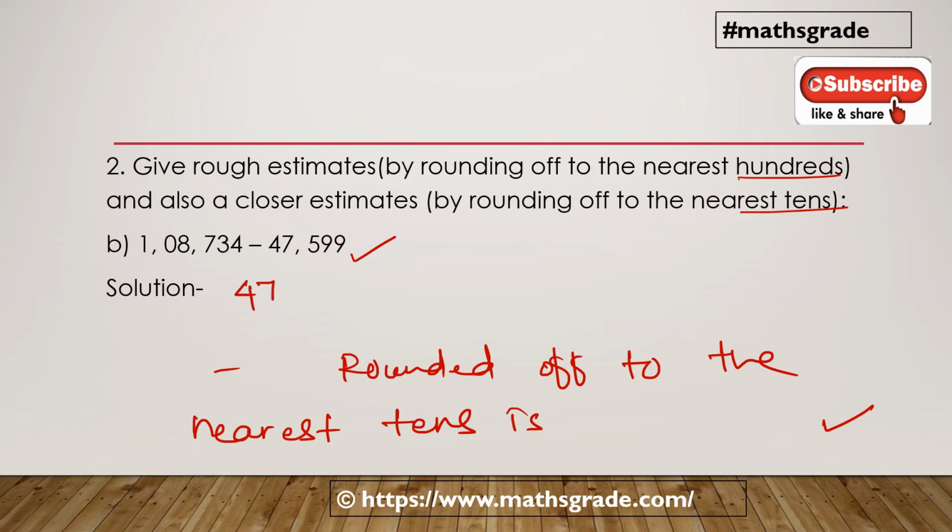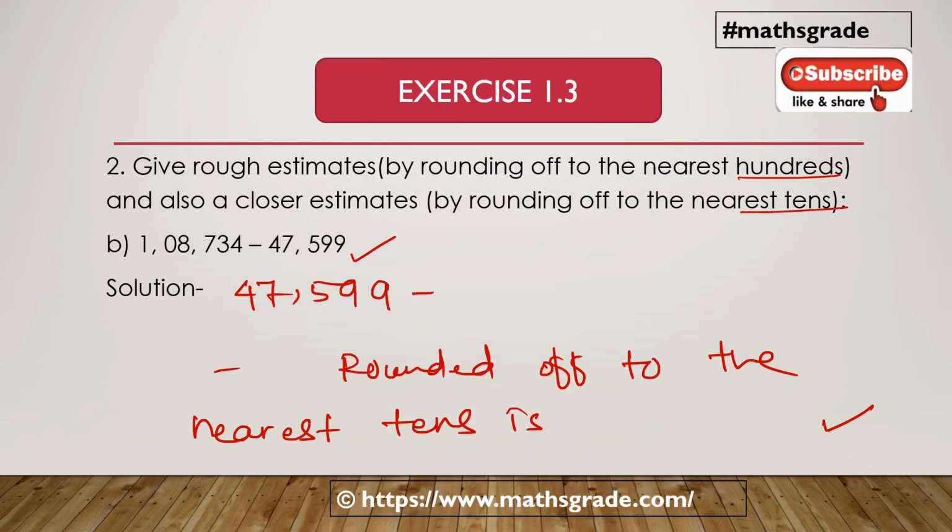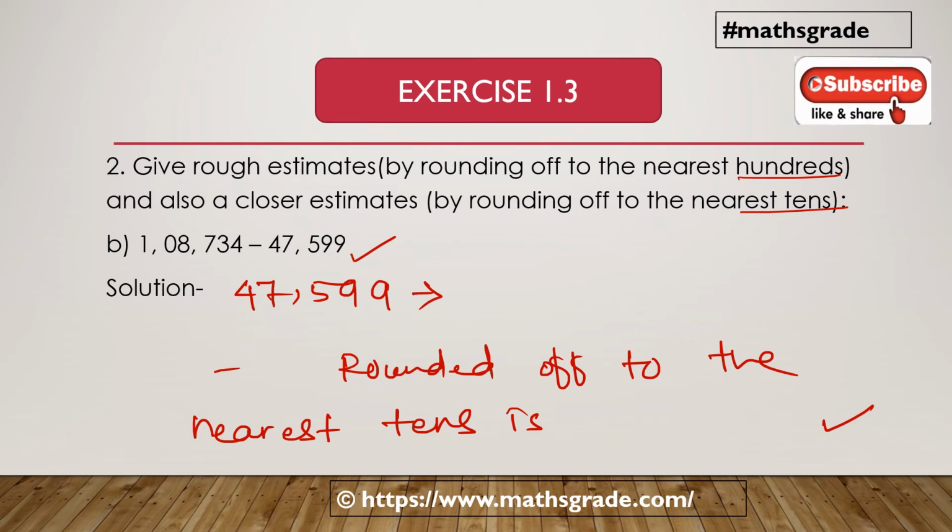Now 47,599. We rounded off this number to the nearest 10. In 47,599, the unit place digit is 9, which is more than 5. So just add 1 to the tens place digit. The tens place digit is 9. 9 plus 1 will be 10, that is this one moves to the hundreds place digit, that is 5 changes to 5 plus 1, that is 6. Now 599 will be 600.